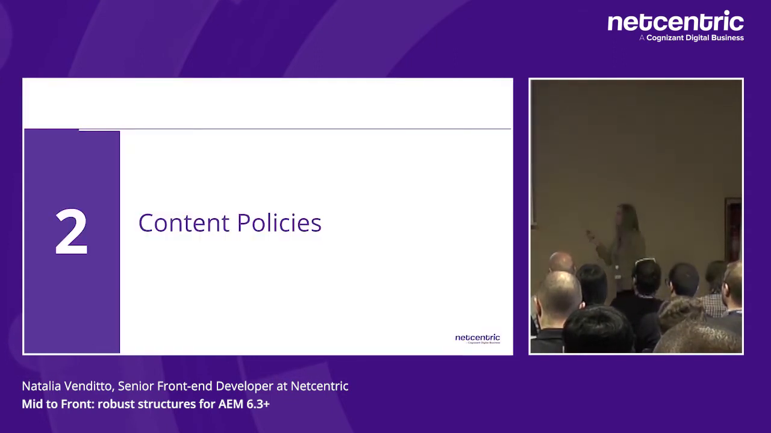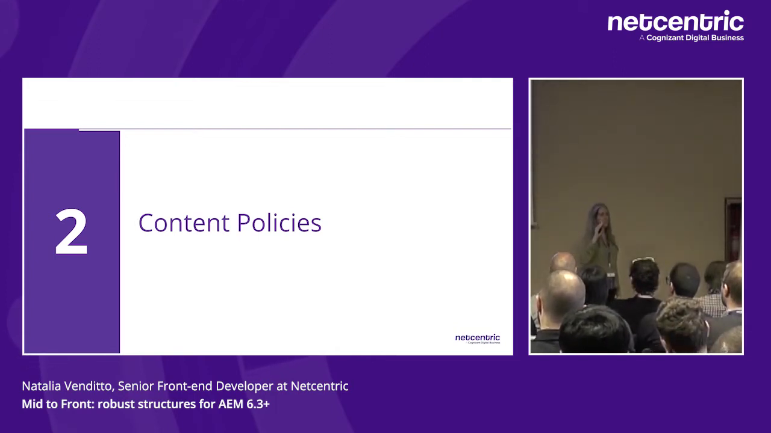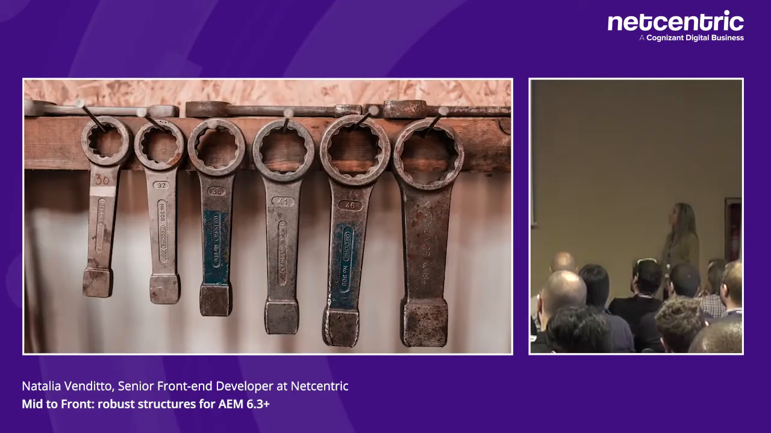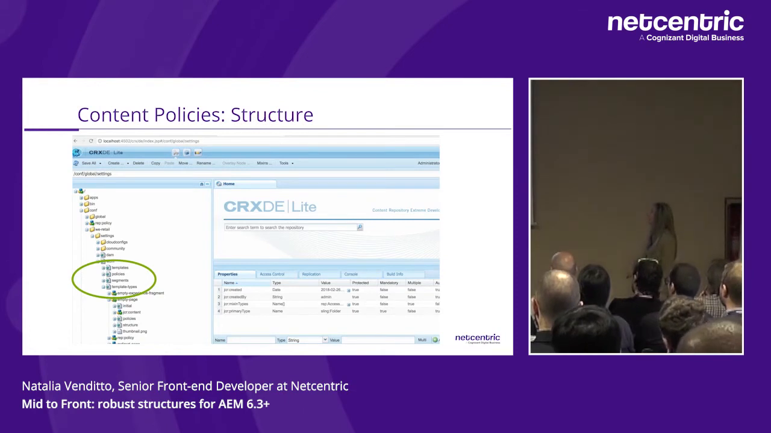So let's talk about content policies. Content policies are available from 6.3 with a feature pack that you should install, or in 6.4 if you get your hands on it, you can already play with this. I think, in fact, it's there from before, but if you have that, you can already implement this. What are content policies? Well, they are reusable design configuration for components. And I'll explain why they are reusable.